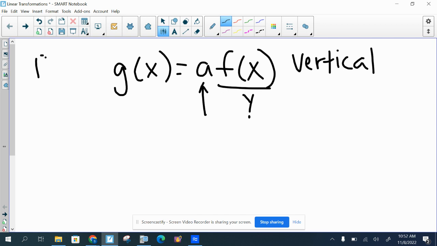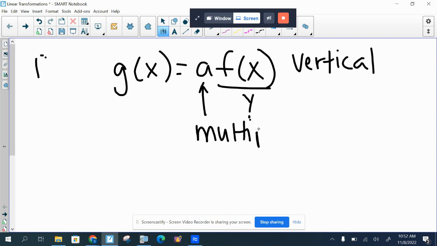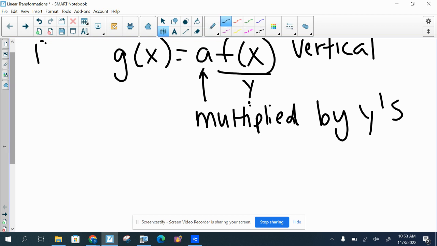So in yesterday's examples, you might have already written this down, but some of the other classes didn't. A is multiplied by the y's. So if you don't have that on your paper, write that down. Today we're going to be doing the opposite. When you are multiplying a by the x's, then it's a horizontal stretch or compress.